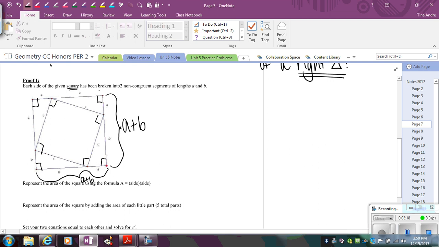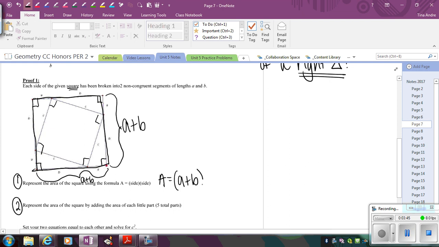In order to do this proof, there are two steps. Here are our two steps. You first are going to rewrite the area of this square using its side lengths. The area formula for a square is base times height, length times width, or side times side. So if I rewrite the area of this larger square, this entire square, it's base times height, so it's going to be a plus b times a plus b.